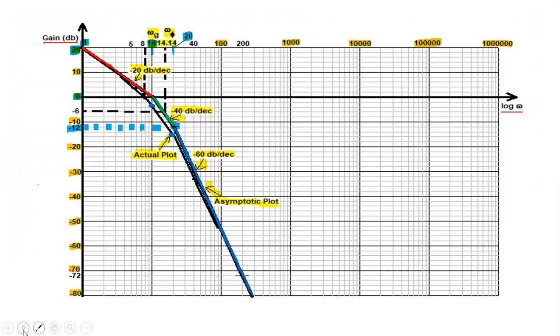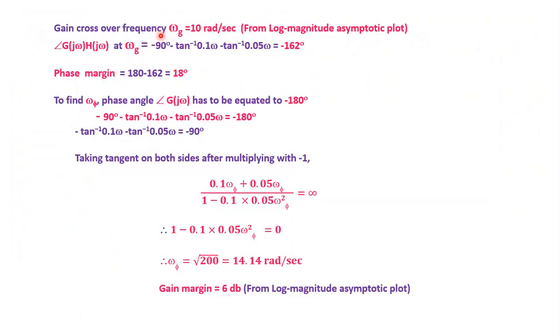So to determine the gain margin and phase margin, I need gain crossover frequency and phase crossover frequency. What is gain crossover frequency? Just now we have determined where it cuts the logarithmic axis, 0 dB line. So that is 10 radian per second. So find the phase angle at gain crossover frequency. That is the procedure now in the Nyquist stability analysis.